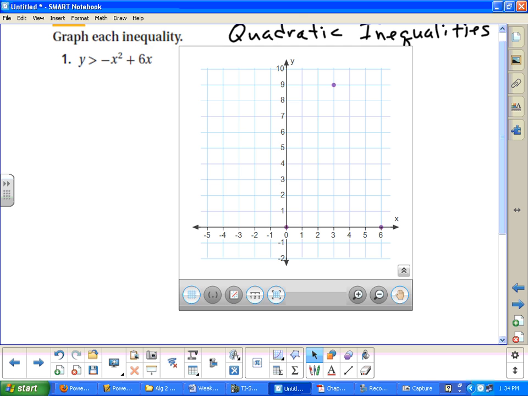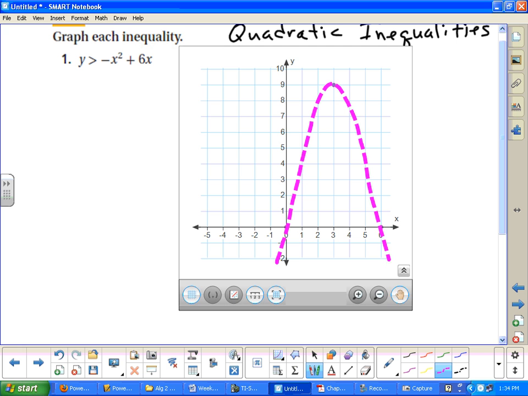Okay. So when I graph this, am I going to use a solid line or a dotted line? Okay, it just says greater than, so that means it's going to be a dotted line. So you need to make sure you use a dotted line. Okay, so when I graph it, make sure my line is dotted.